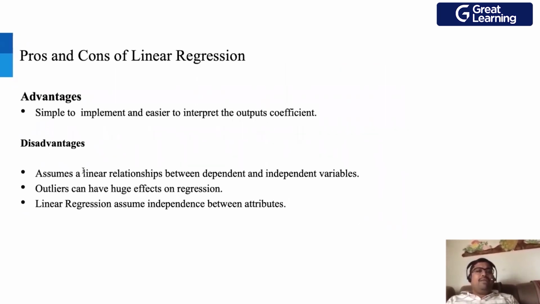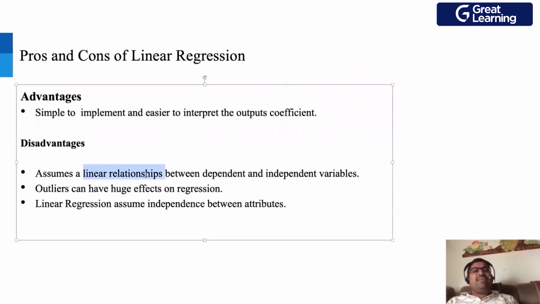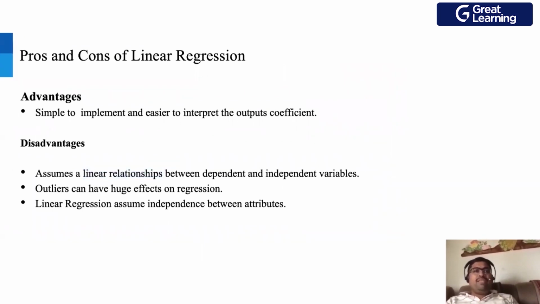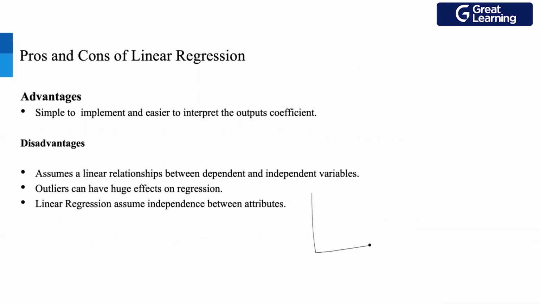Disadvantages: the default assumption is that there is a linear relationship between your dependent variable and independent variable. For example, if you take the scenario of the line that I drew earlier, y is equal to 2x square plus 3. Is that a linear equation? Linear variable, linear?